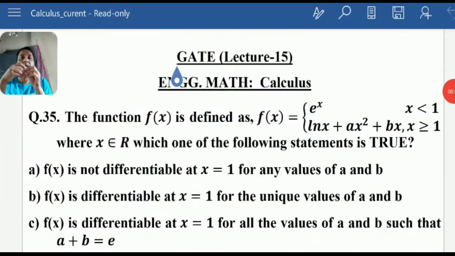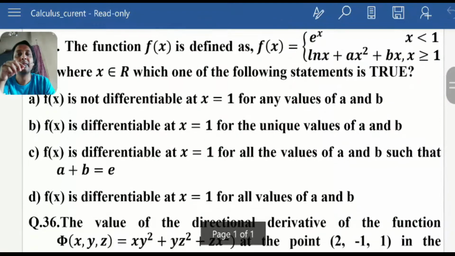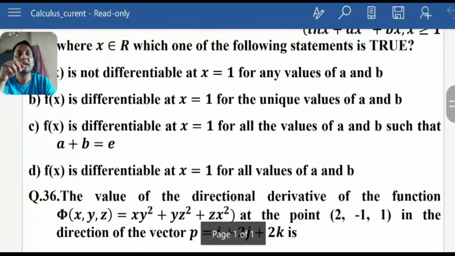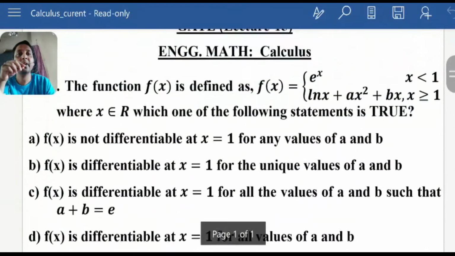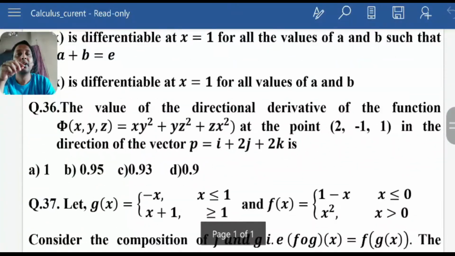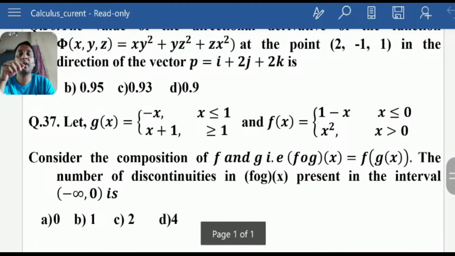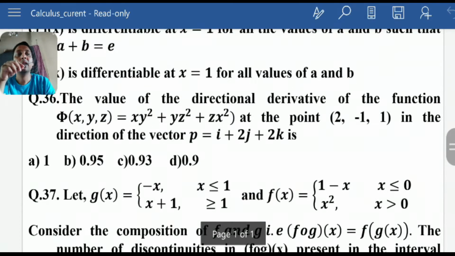Okay students, I welcome you all to lecture 15 of this GATE Engineering Math Calculus series. So today I have taken 3 questions, 35, 36, 37. Some questions on directional derivative, differentiability, and then composite function for GOF. Okay, then let's start. So this is given to you f(x).